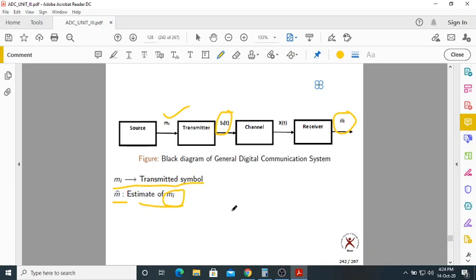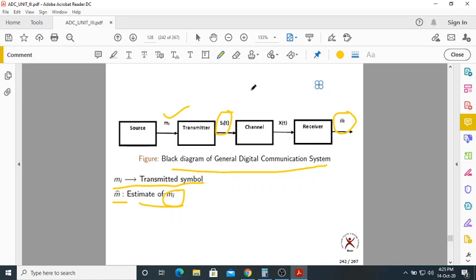We have to estimate, we have to guess what might have been transmitted. Now, we know all these blocks already, but we study them in a purely mathematical way. This is the basis for understanding the digital modulation techniques.